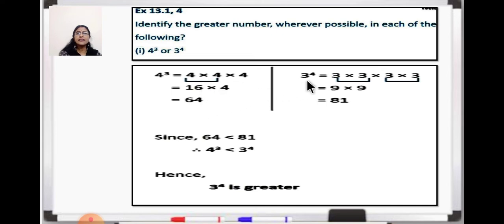So same way here we'll write 3 4 times. So 3 into 3 into 3 into 3. So when you multiply this, you can group them and then multiply. 3 3s are 9, and this also 9, 9 9s are 81. And when you compare the numbers 64 and 81, 81 is greater than 64. So we can say that 4 cube is less than 3 to the power 4, or you can say 3 to the power 4 is the greater number.